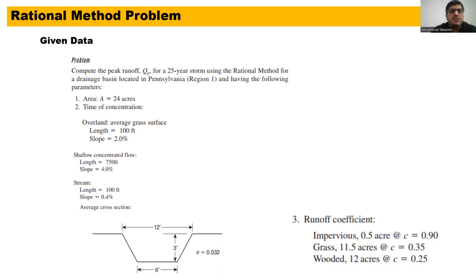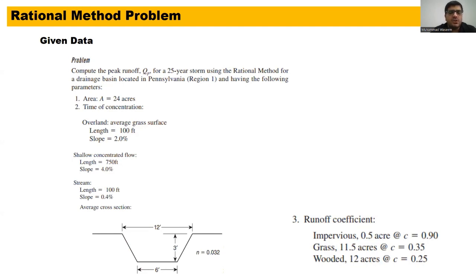Then we know that the second step, from the given data, is to find the time of concentration. They are saying that for overland flow, the land use type is average grass surface, length is 100 feet, slope is 2%. Then there is a shallow concentrated flow, length is 750 feet, slope is 4%. Then there is a stream flow, with a length of 100 feet and slope 0.4%. And the average cross section is given an n value, which is the Manning roughness coefficient, of 0.032.